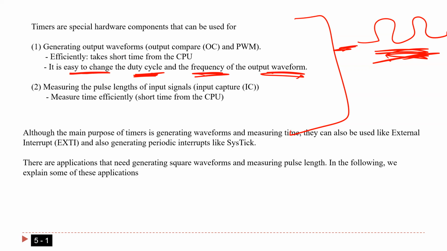the timer system can be used to generate a square wave. Okay. But efficiently. So that means we're not gonna take much time from the CPU. And this is very critical. Why? Because the CPU can take care of other things. Okay, as I explained before.